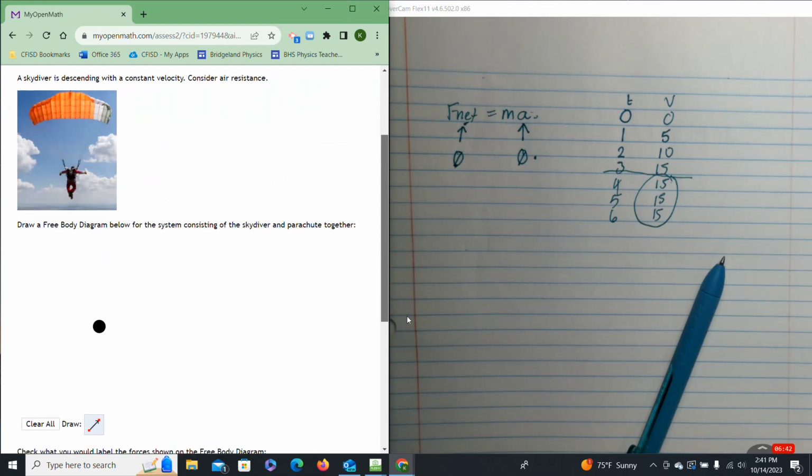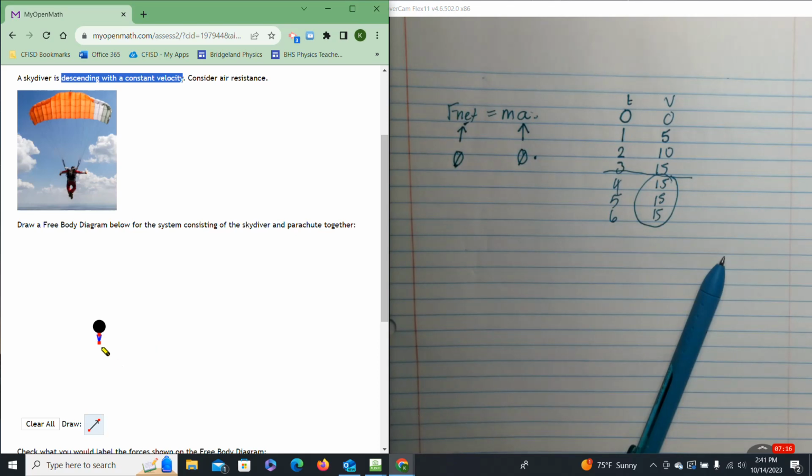Question number 5 says, a skydiver is descending with a constant velocity. Consider air resistance. Draw a free body diagram below for the system consisting of the skydiver and parachute together. Okay, so we're looking at these two as a group, and I know that if I'm going to be descending at a constant velocity, the forces that I draw acting on my skydiver parachute system need to be equal and opposite. Otherwise, I won't be constant velocity. Again, for constant velocity, I need a net force of 0.